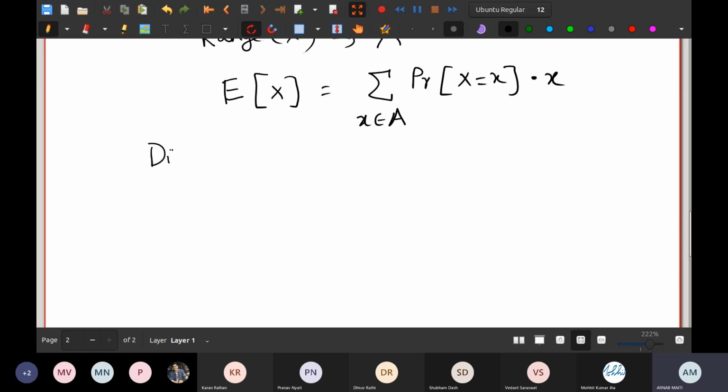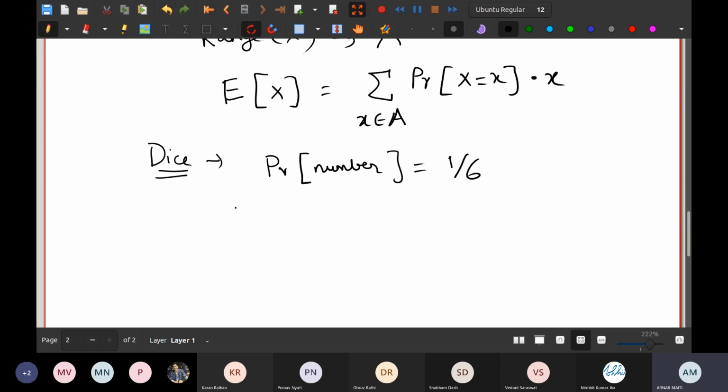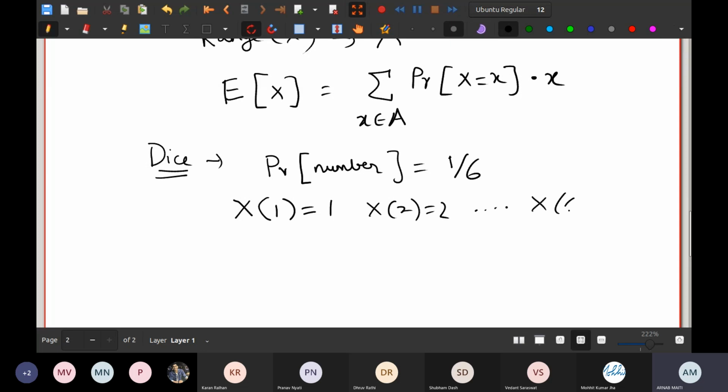So let us use the dice example. For a normal dice which is unbiased, we know the probability of any number is 1/6. So we can define the random variable. Let us define this random variable: X of 1 is 1, X of 2 is 2, and X of 6 is 6. So basically X of i is i. This is our random variable.